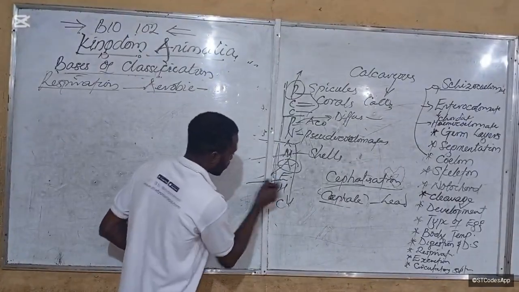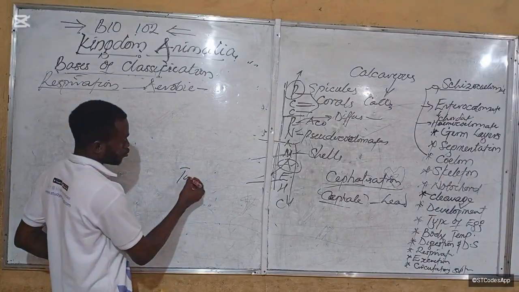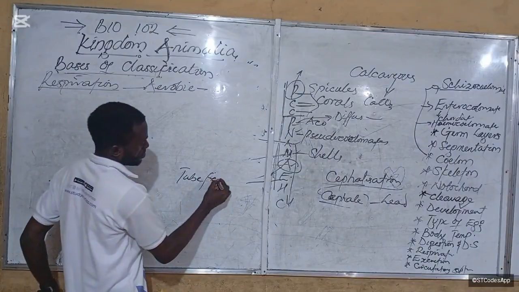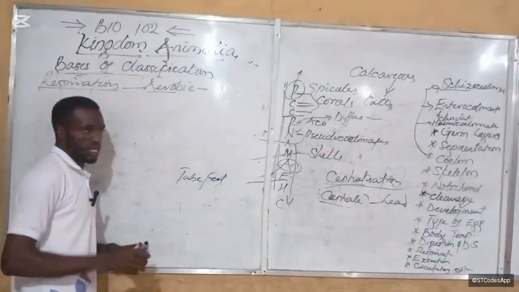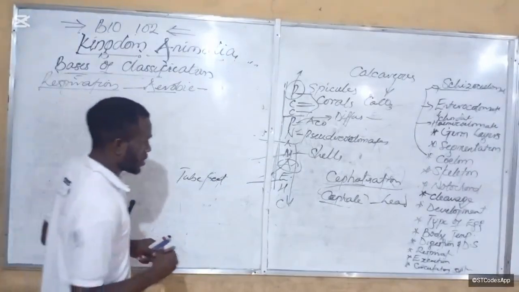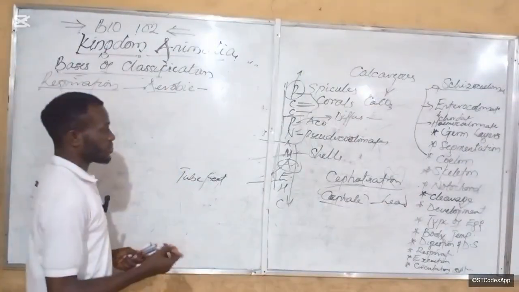These guys, echinoderms, they use what we call tube feet. It's also a water tube system, a water current system. So it takes in water, and they filter the oxygen out of the water. Then the chordates use different things.